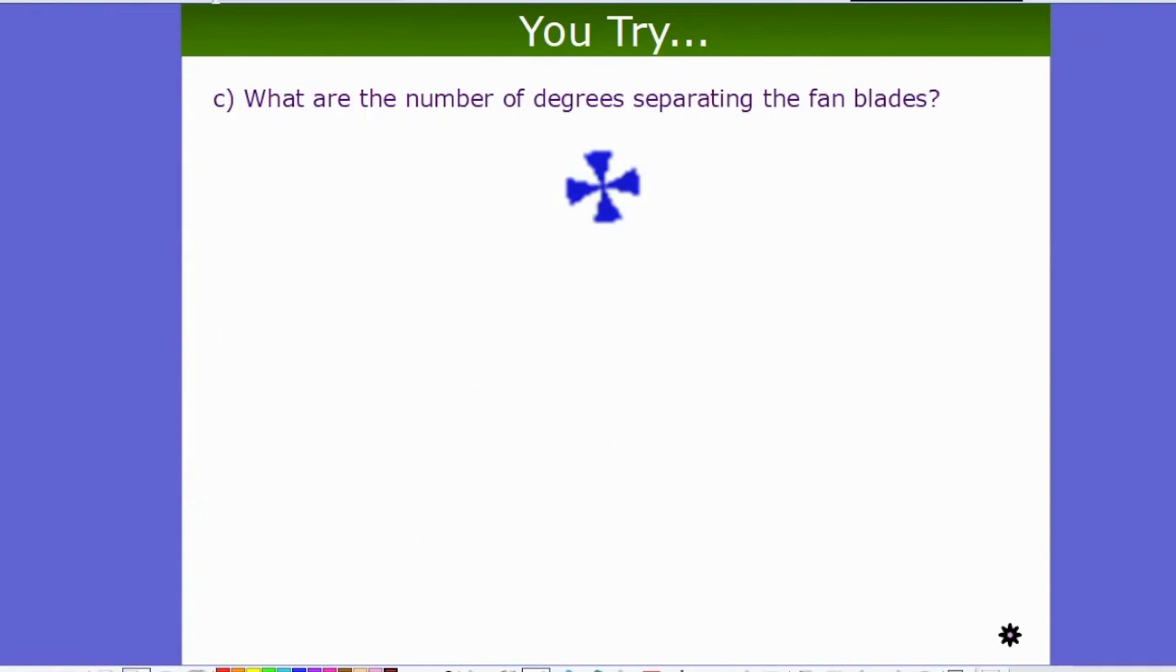And then this one, it's just to see if we kind of understand how this works with the rotational things. What are the number of degrees separating the fan blades? My center of rotation is in the middle here, and I'm going to pick the same point on 2 blades. So I'm going to pick this left point, and then I'm going to pick the left point on another blade. Go to the center. Go to the center. That's 90 degrees. We have 4 of these blades. They're going to be 90 degrees apart. Kind of makes sense because that is 360 degrees.